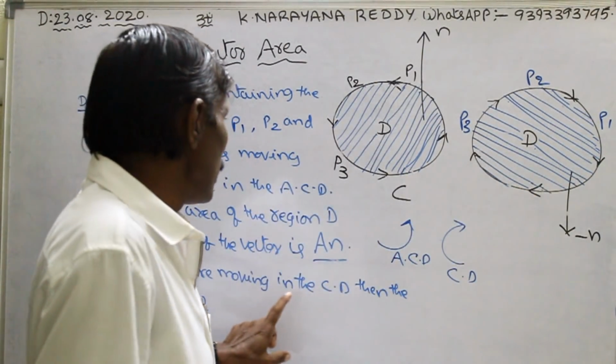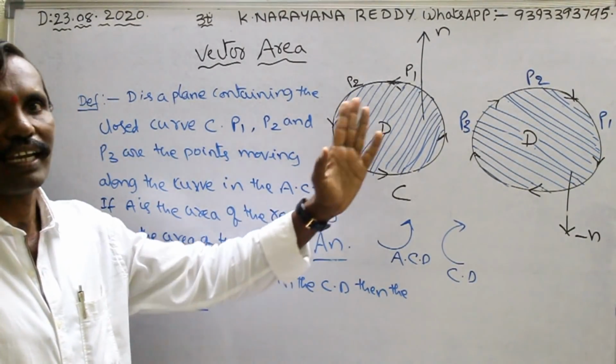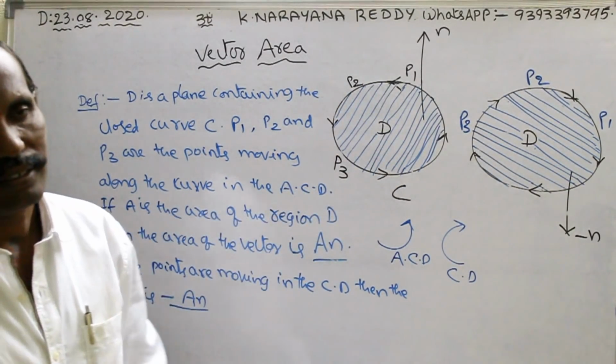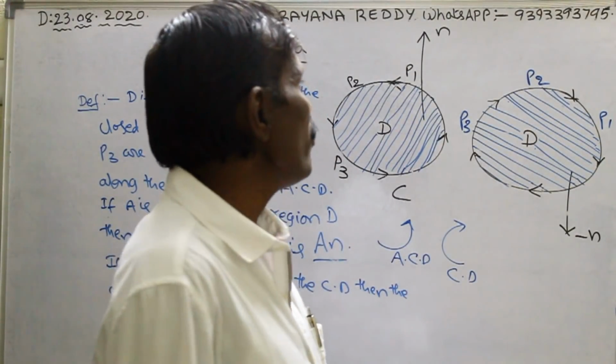So these two are different areas in vector area. That is the difference between areas of normal geometrical figures and vector area.